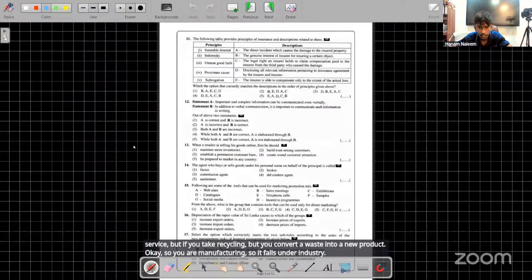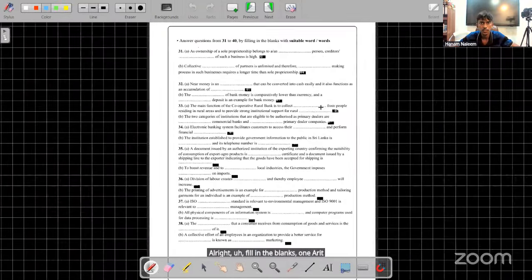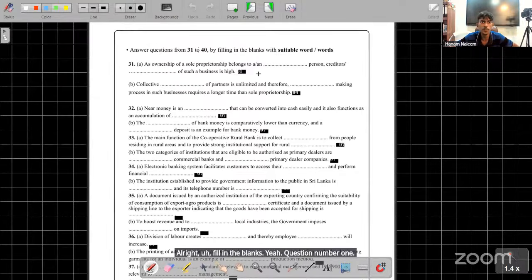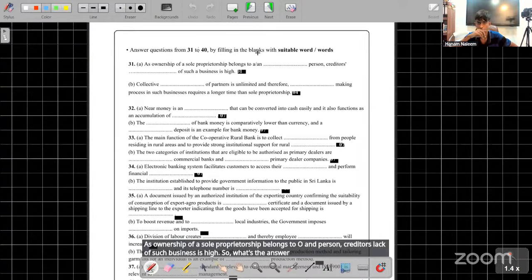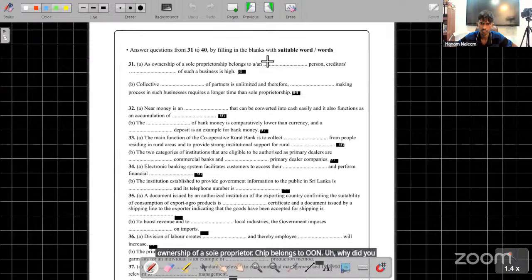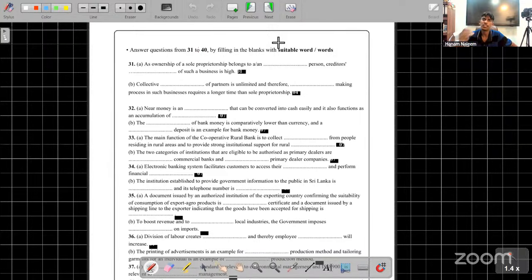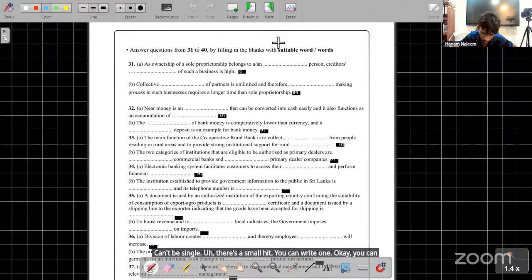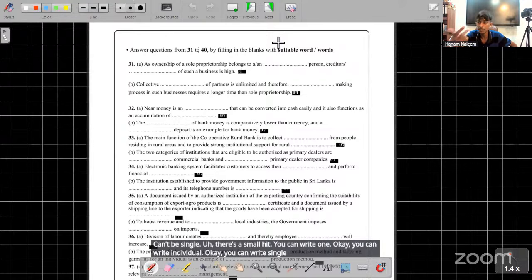All right. Fill in the blanks. Question number 1. As ownership of a sole proprietorship belongs to a or an person, creditors blank of such business is high. So what's the answer for the first one? As ownership of a sole proprietorship belongs to a or an. Why did you say individual? Can't it be single? There's a small hint. You can write one. Okay, you can write individual. Okay, you can write single. But it's better to go.